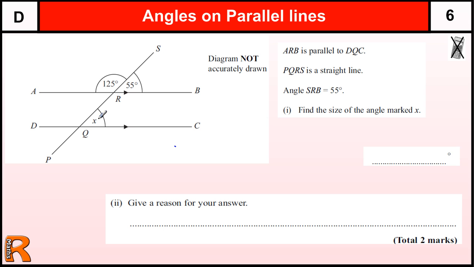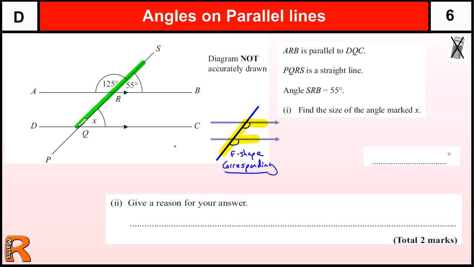And what we do, to find the size of the angle marked X, is use this particular rule, the F-shape rule, which is where we have corresponding angles. A few years ago, you could have got away with writing the reason for this is the F-shape angles are the same, but we have to use the word corresponding now, otherwise we do not get the mark for the reason.